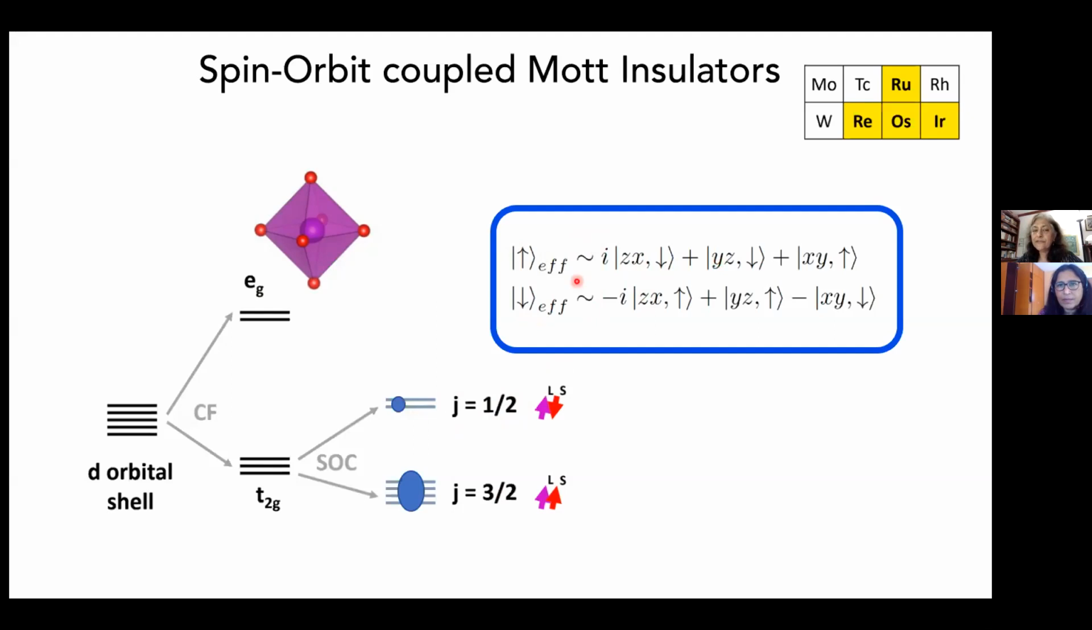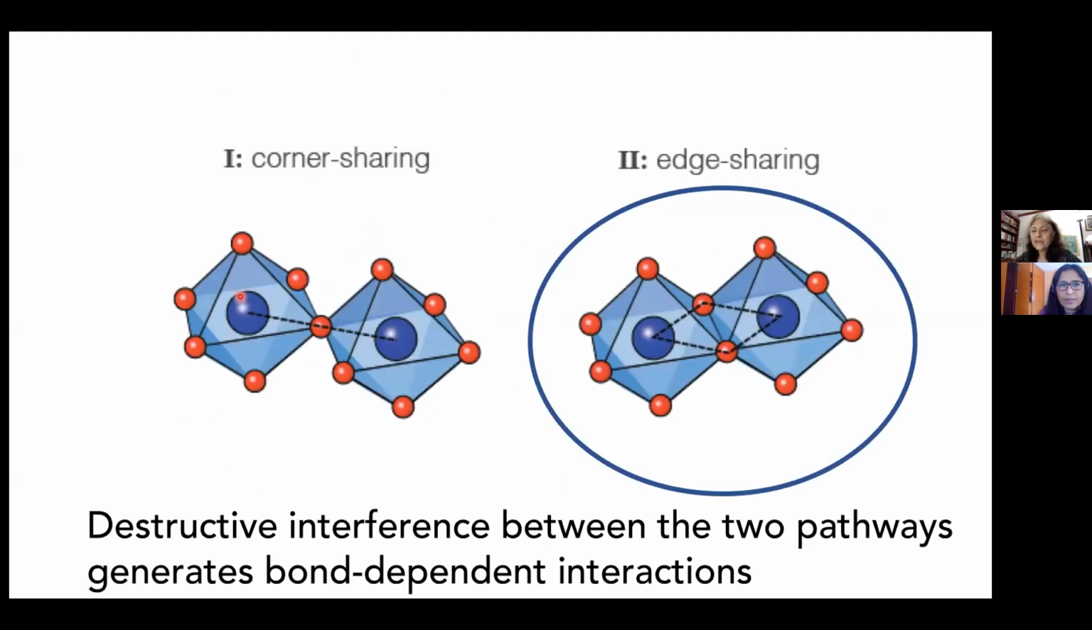And this is a difference from what happens in the EG sector, where the wave functions are real. So that's one ingredient. The second ingredient you need is these octahedra. When you look at 2 transition metal ions, you want them to be connecting with each other through an edge sharing octahedra rather than a corner sharing octahedra.